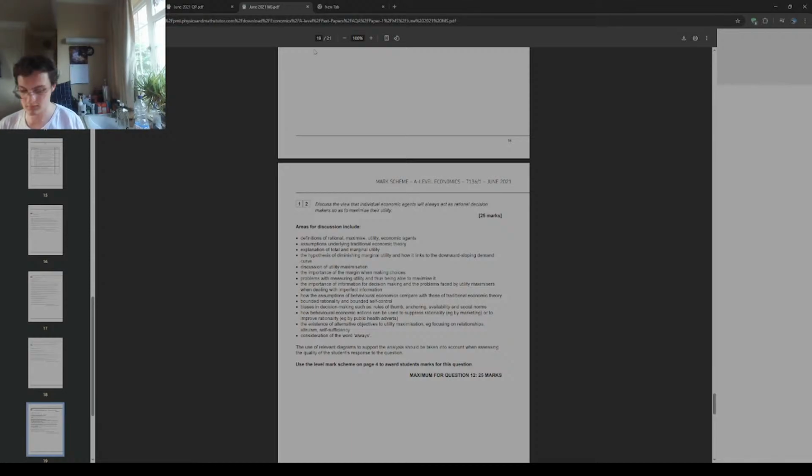Where's the rest of them gone? So this is one showing a good that is inelastic. I need to show one where the good is elastic.